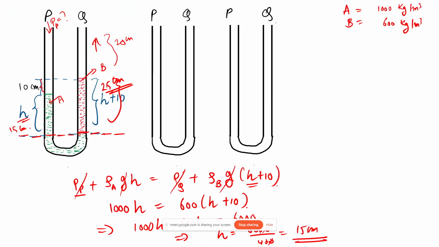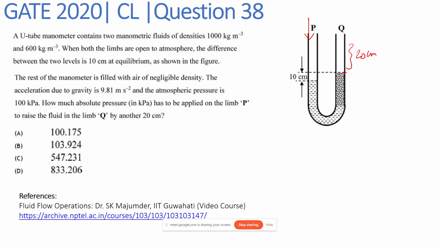So first, for the given system, we just wrote the pressure balance and calculated the height. Considering this, we calculated this height, considering this as our reference level. And once we had this height, we just calculated the new reference level by considering 20 centimeter rise of this fluid Q on the right hand side. And over here, the fluid A will decrease in level. So it was around 5 centimeter from here. And now using this information, we again wrote the pressure balance and calculated this P.